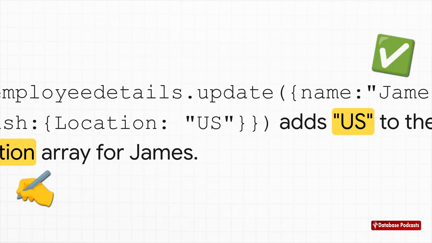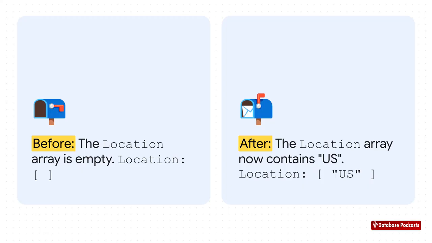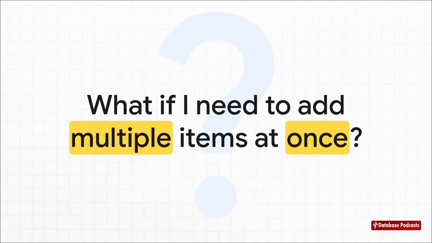So here's what that looks like in practice. We're using the update method. The first part is the filter. We're finding the document where the name is James. And the second part is the action. We use $push to add the string US right into the location array. And the result is exactly what you'd expect. James's location array started out empty, and now, boom, it contains US. The best part is, the document was modified right in place. Super efficient.